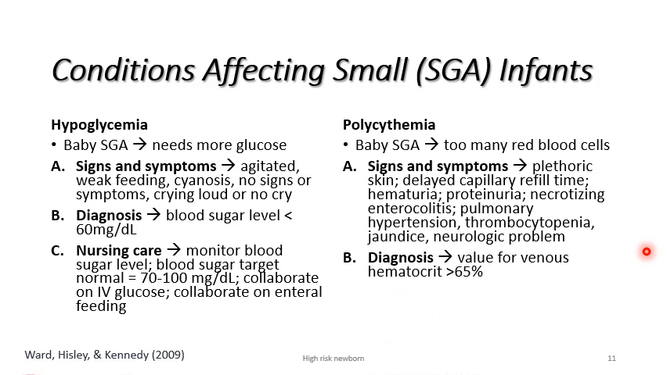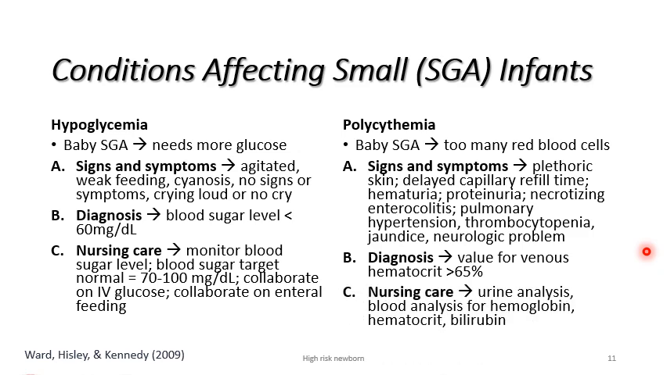And how we can see that the baby really has polycythemia is by doing a blood study. We look for a venous hematocrit of the baby of more than 65%. As a nurse, we need to do frequent urine analysis so that we know whether there is blood inside the urine. Then we do blood analysis for hemoglobin, hematocrit, and bilirubin to make sure that everything is under control.